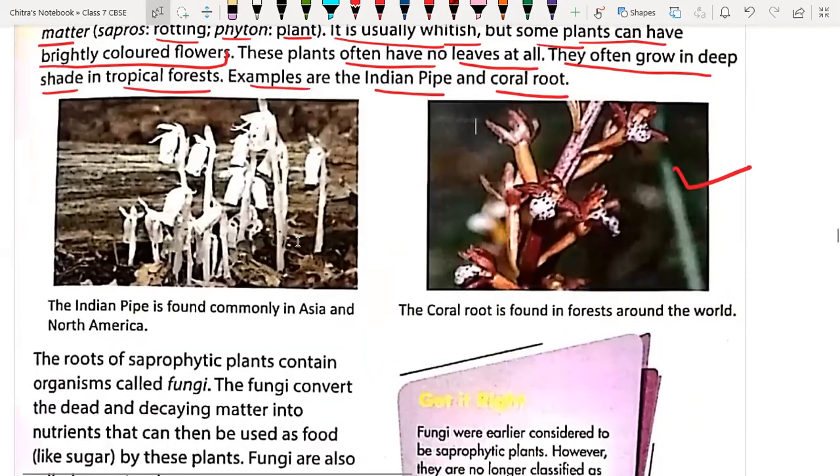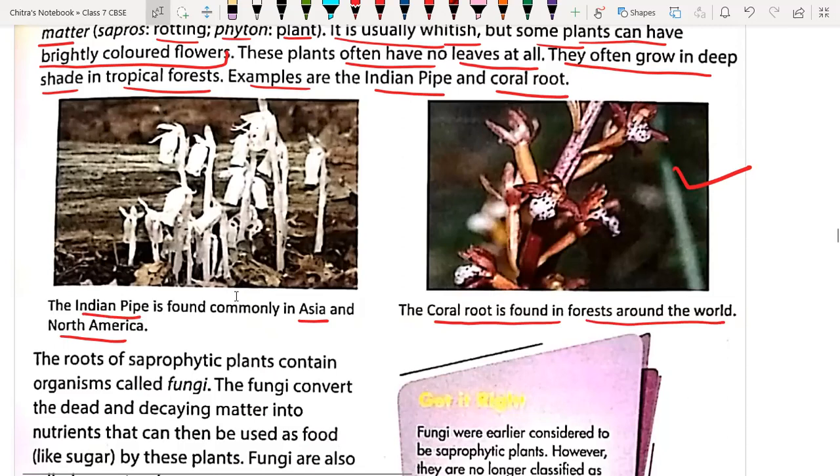Yes. So here we have the Indian pipe, which is found commonly in Asia and North America. And here we have the coral root. It is found in forests all over the world.